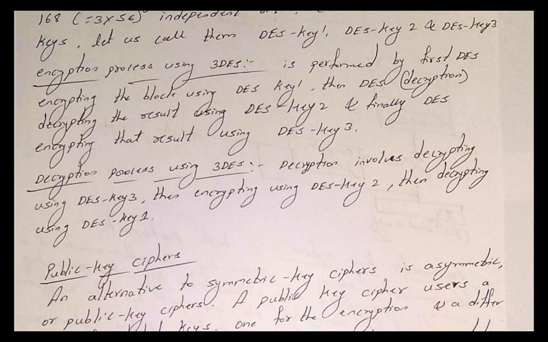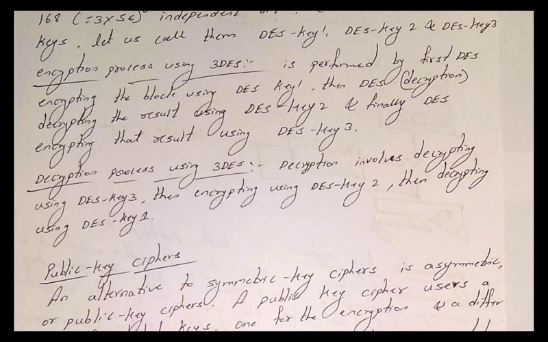Now the decryption process using 3DES. This was the encryption process, so how will the decryption be done? The decryption involves first decrypting using DES key 3. The message you have received on the receiver side, you first decrypt it using DES key 3. Then you encrypt the result using DES key 2, and then decrypt it using DES key 1. Is it clear? So this is the reverse process of encrypting using 3DES.